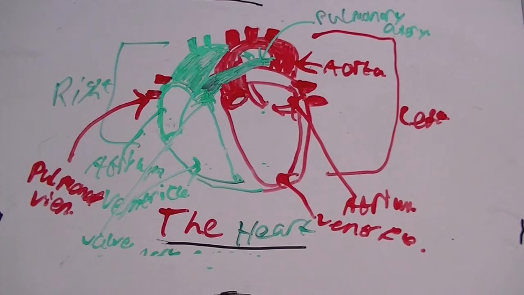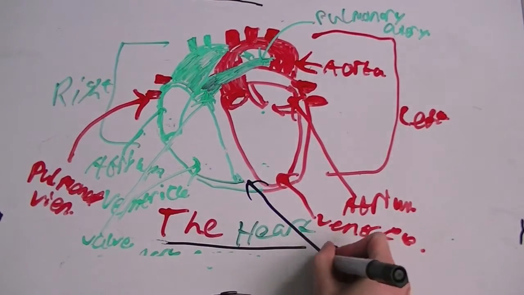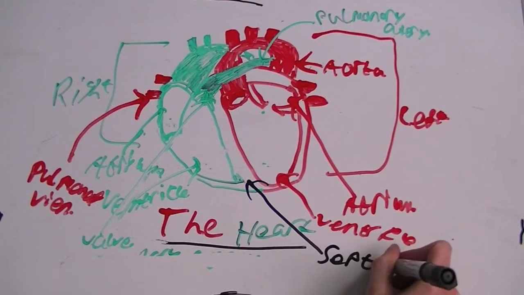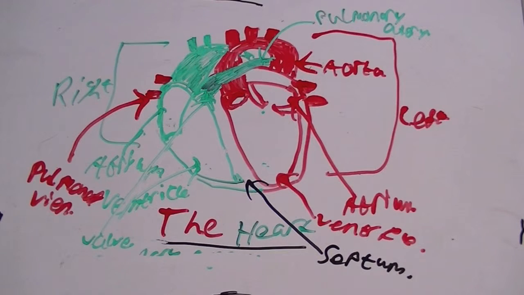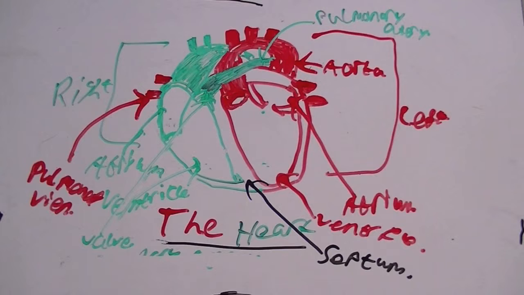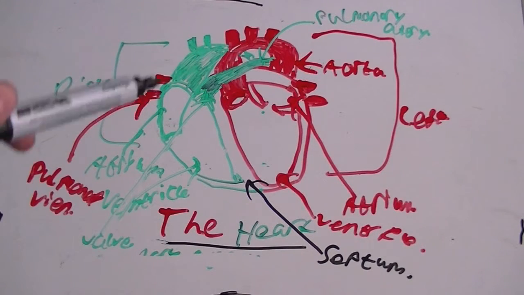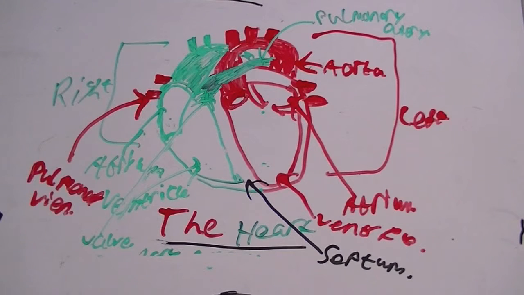The last one is not on a particular side, so I'm going to label it in black, and it's called the septum. Now, there's a lot of septums in your body. A septum is basically separating tissue. So you can find it here, or you can find it in your nose, you have separating tissue. So that's the septum. Just remember, septum is separating tissue. Both begin with S.